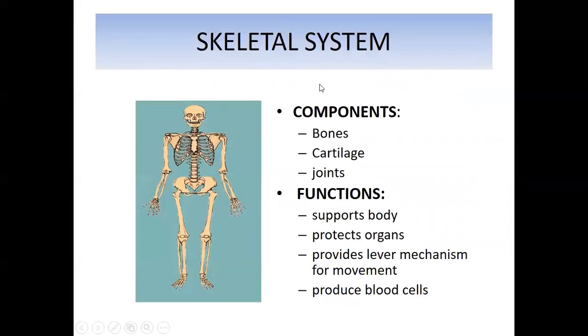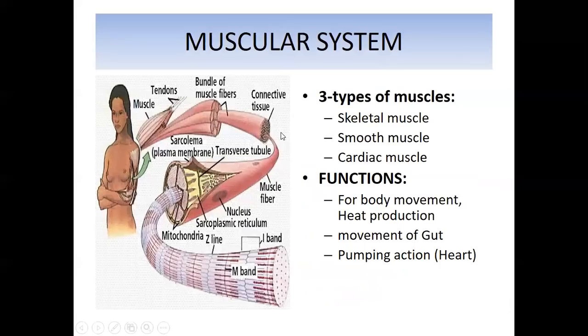Okay, now we're going to move to the next part of my presentation. Here we have the skeletal system. What are the components of the skeletal system? We have the bone, the cartilage, and the joint. The function is to support the body, protect organs, provide a lever mechanism for movement, and also produce blood cells.